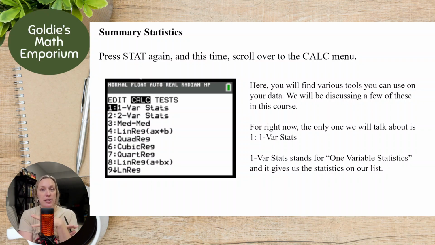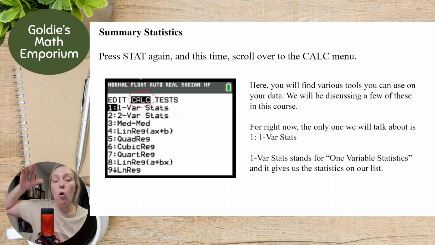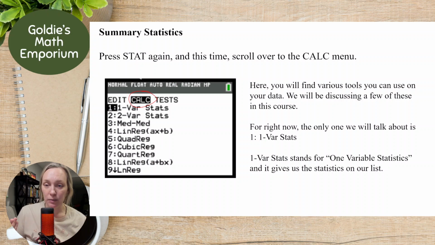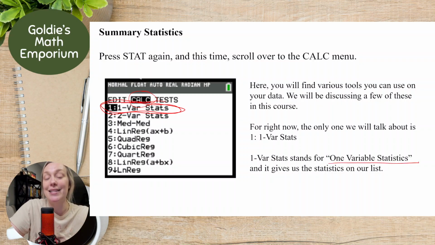Let's go over to summary statistics because that's an important piece here. So summary statistics are going to be all of the values we've talked about to try to summarize our data numerically. So if you press stat again, and this time scroll over to the calc menu, you're going to see a whole list of all the things you can calculate, okay, with your data. And we're actually going to be discussing quite a few of these in our course. Right now, the only one we are interested in this unit is 1-var stats. It stands for 1 variable statistics. That's like our unit name, so that's going to be a good one there.